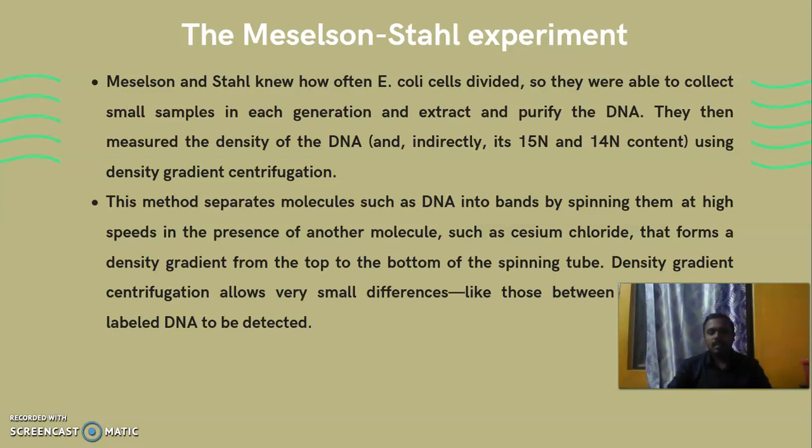They opted for this method because it separates molecules such as DNA into bands by spinning them at high speeds in the presence of another molecule like cesium chloride. In the presence of cesium chloride, it forms a density gradient from top to bottom of the spinning tube. Density gradient centrifugation allows very small differences, like those between N15 and N14 labeled DNA, to be detected. This is the main reason why they opted for this method.